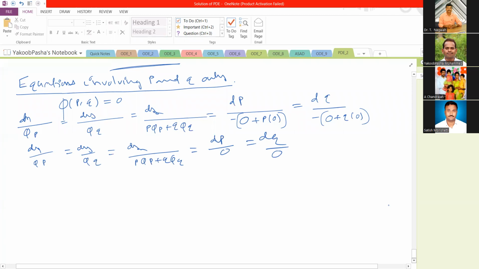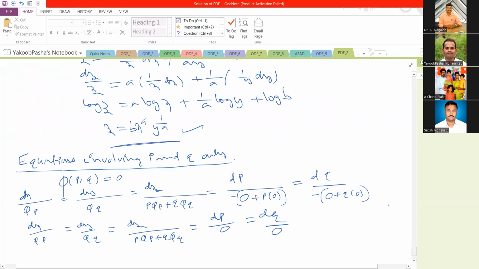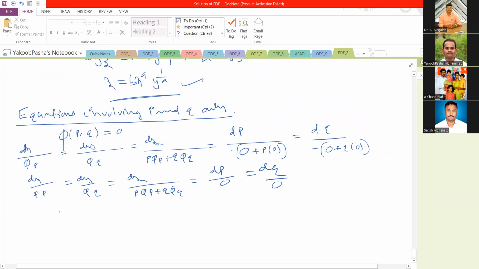Now consider the equation dx by phi p is equal to dp by 0. From this we can write dp is equal to 0. dp is equal to 0, we can write p is equal to a by integration. P is constant, that is a. And this is equation 1.